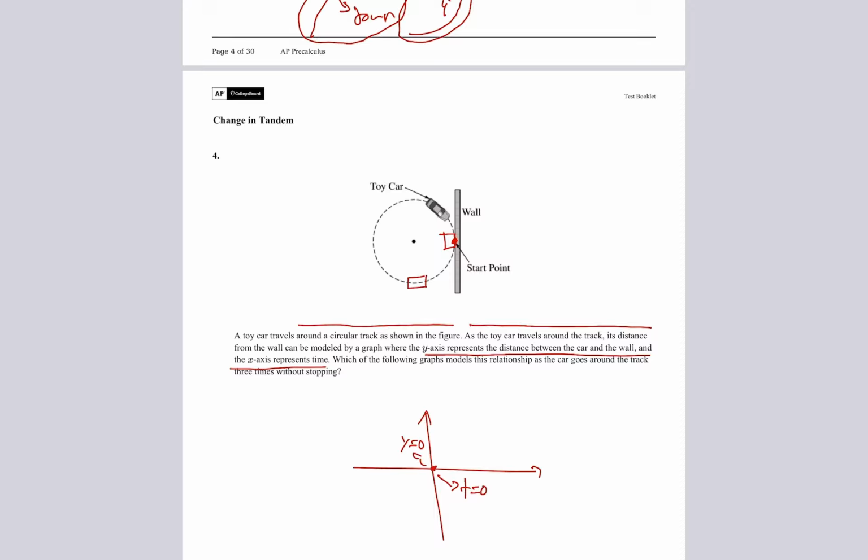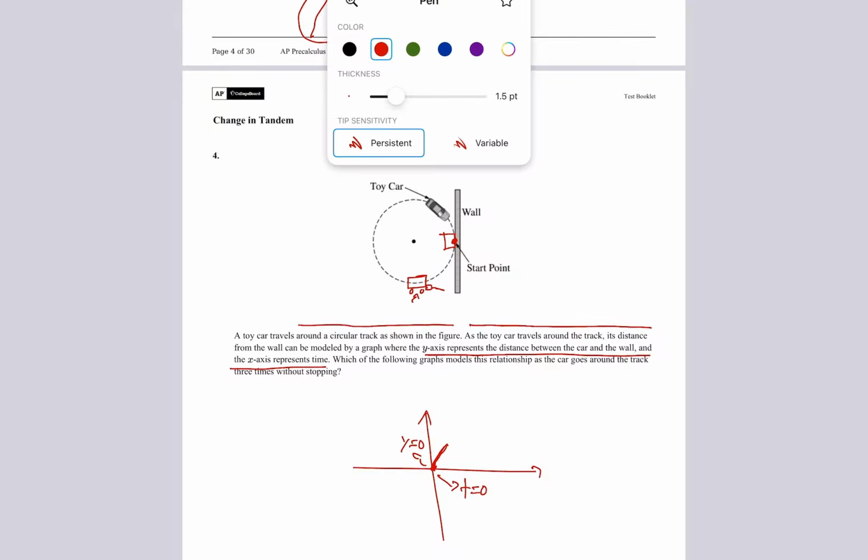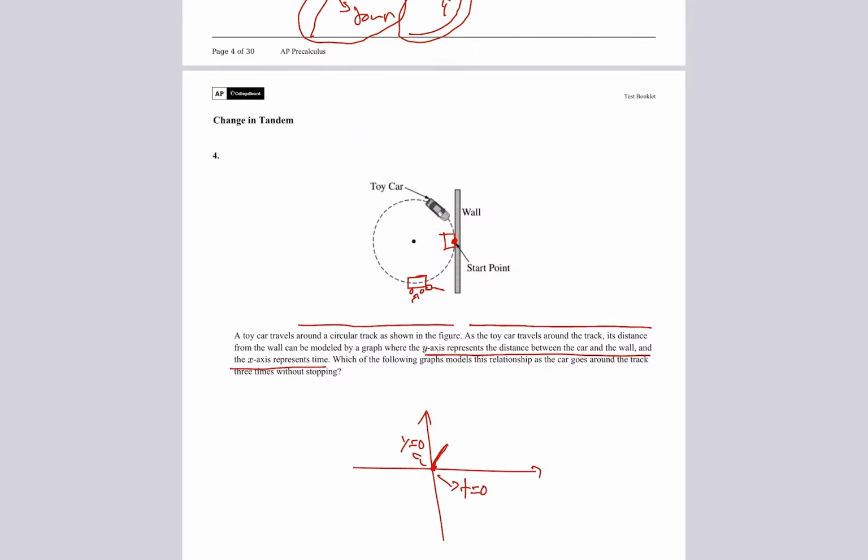As the car moves on to this point, let's say, I'm going to give it an engine, there you go. Once it moves up to this point, the distance between the car and the wall will obviously increase, right? So let me show you what the distance looks like. Let's change colors. This is the wall and this is the car. So this is the y distance, right?